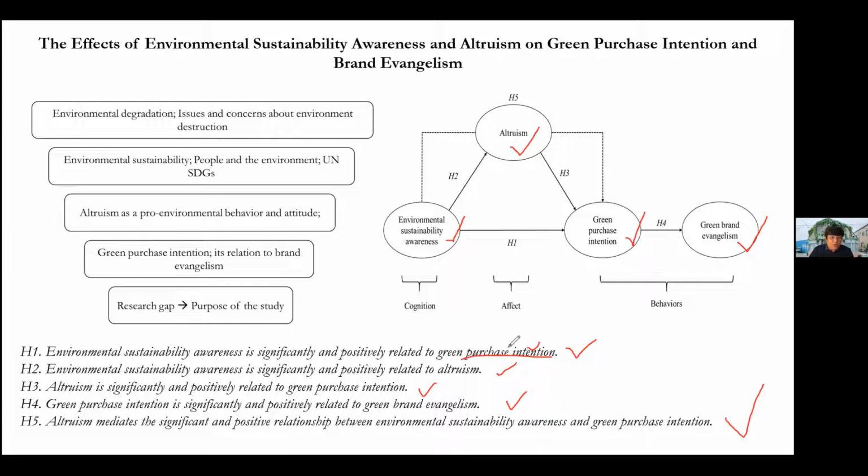Same is true with hypothesis 2, where we want to substantiate whether environmental sustainability awareness is significantly and positively related to altruism. Number 3, altruism is significantly and positively related to green purchase intention. For number 4, green purchase intention is significantly and positively related to green brand evangelism. And number 5, altruism mediates the significant and positive relationship between environmental sustainability awareness and green purchase intention.